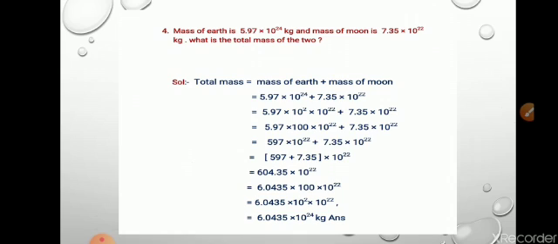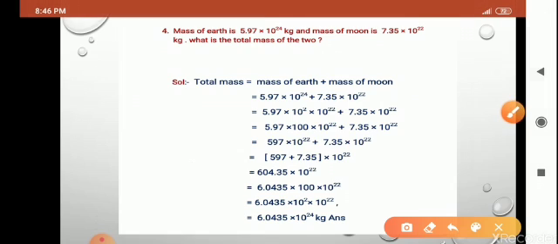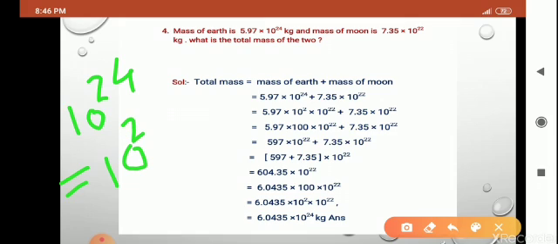So here we use the law of exponent, because in previous video we discussed about the law of exponent. So here we use it. Here 10 to the power 24, we can write it like 10 to the power 2 plus 22. We can write it like that because here 10 to the power 22 is also given. So we convert 10 to the power 24 like this.